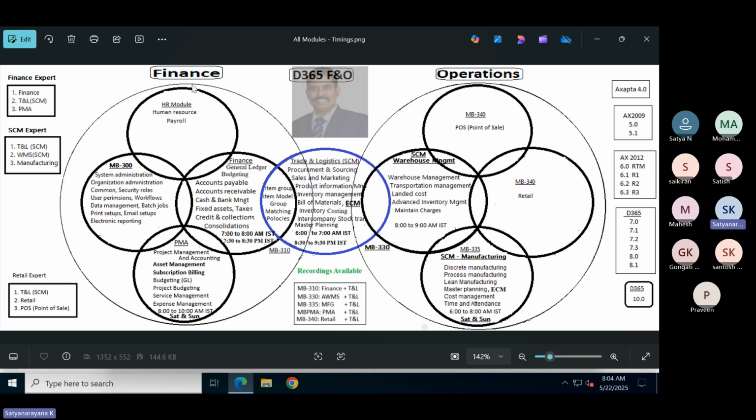For understanding, I have written it like this. Finance means this module, with the timings at 7:30. Then you need to learn trade and logistics also. If you learn only finance, you are going to become a finance junior consultant. If you learn this one also, you are going to become a finance senior consultant. If you learn this also, you are going to become a finance expert.